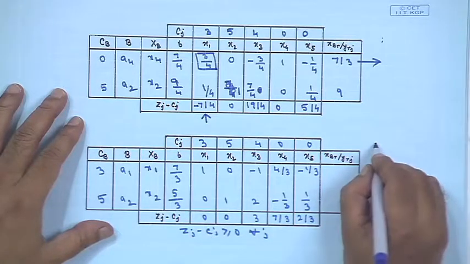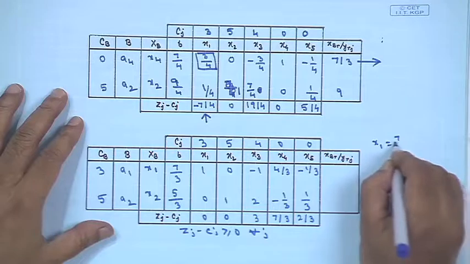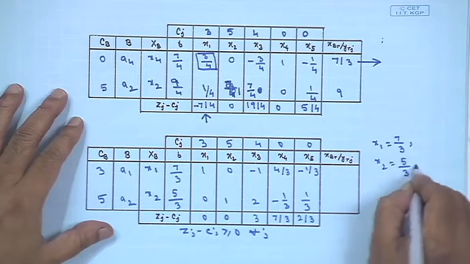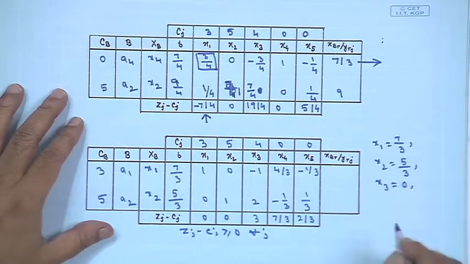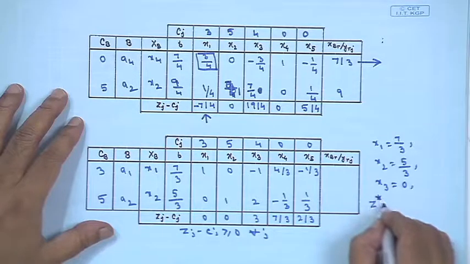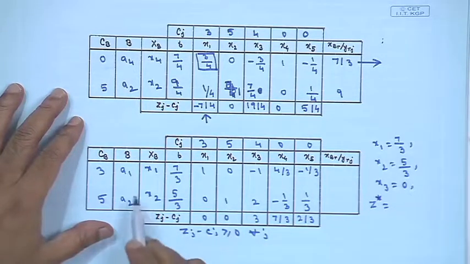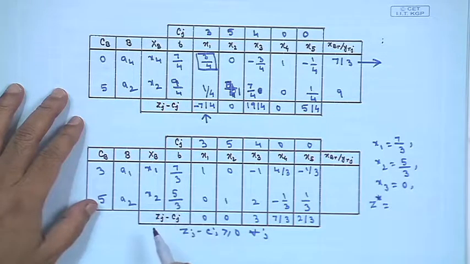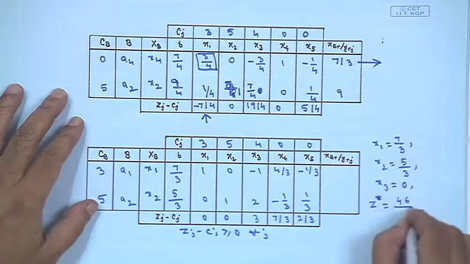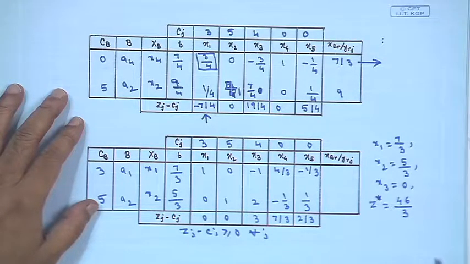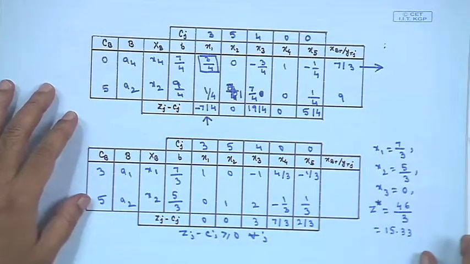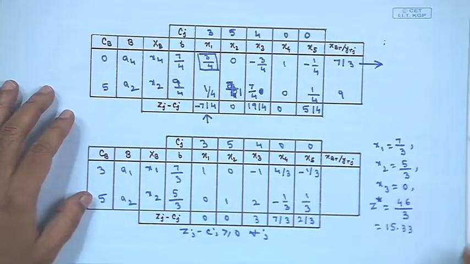X1, X2 is present. So, your optimal solution is X1 equals 7 by 3, X2 equals 5 by 3, X3 is not present, therefore, X3 will be 0 and maximum value of Z star is equals to this into this, that is 3 into 7 by 3 plus 5 into 5 by 3, other term will be 0. So, that value you will get as 46 by 3, and this is nothing but tentatively I can write down 15.33.